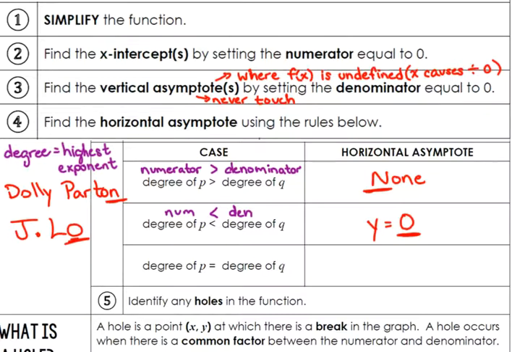Okay, third case is when the degrees are the same. When the degree of the numerator is equal to the degree of the denominator, your horizontal asymptote is y equals the ratio of the leading coefficients.